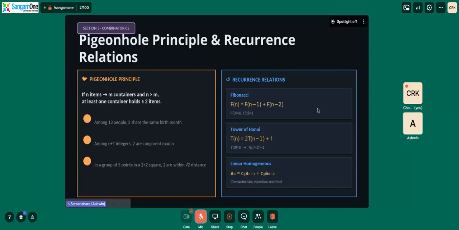Then comes the recurrence relations, where this is the Fibonacci formula, this is the Tower of Hanoi formula, and this is the linear homogeneous formula, which uses the characteristic equation method.